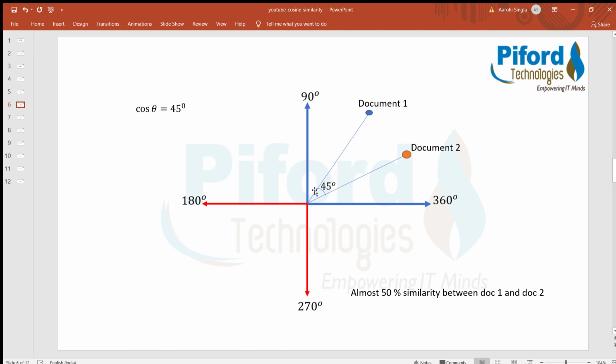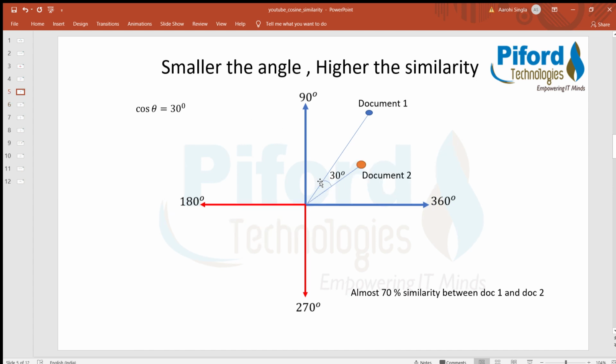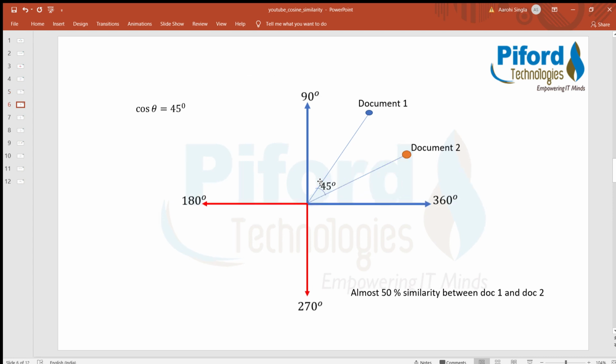So from this angle over here, cos theta is 45 degrees. The angle here is smaller than 45 degrees, so the similarity is more, 70%. When the angle is 45 degrees, our documents are almost 50% similar, meaning document 1 and document 2 have 50% of similarity, and we are telling that on the basis of this angle, the cosine of the angle.